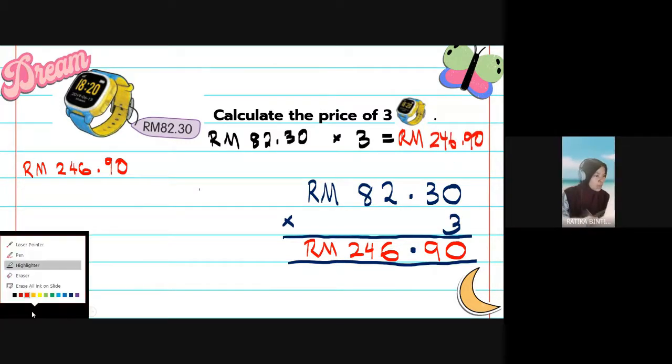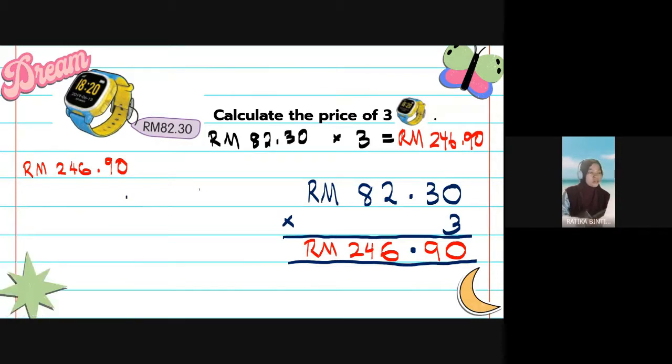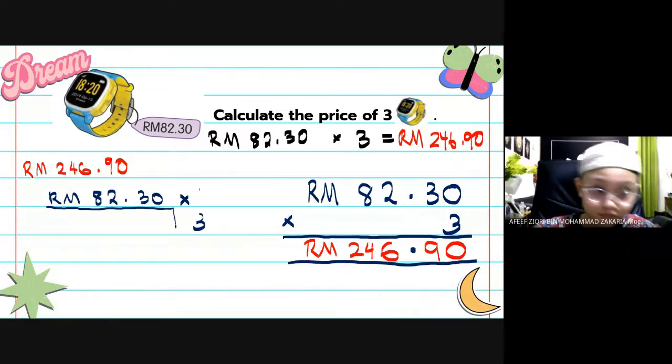Okay, let's try using the lattice method. So 82 ringgit and 30 cents times by 3.